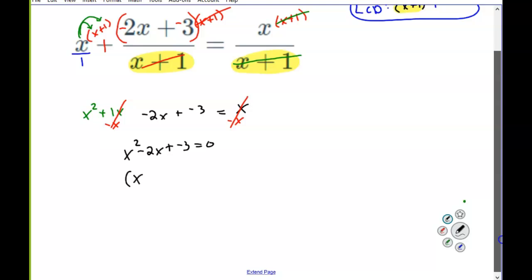And then hopefully this is factorable. Factors of -3 that add up to give me -2. Or -3 and positive 1. And if I set each one equal to 0 and solve, I would get one answer being x equals 3 and the other one being x equals -1.